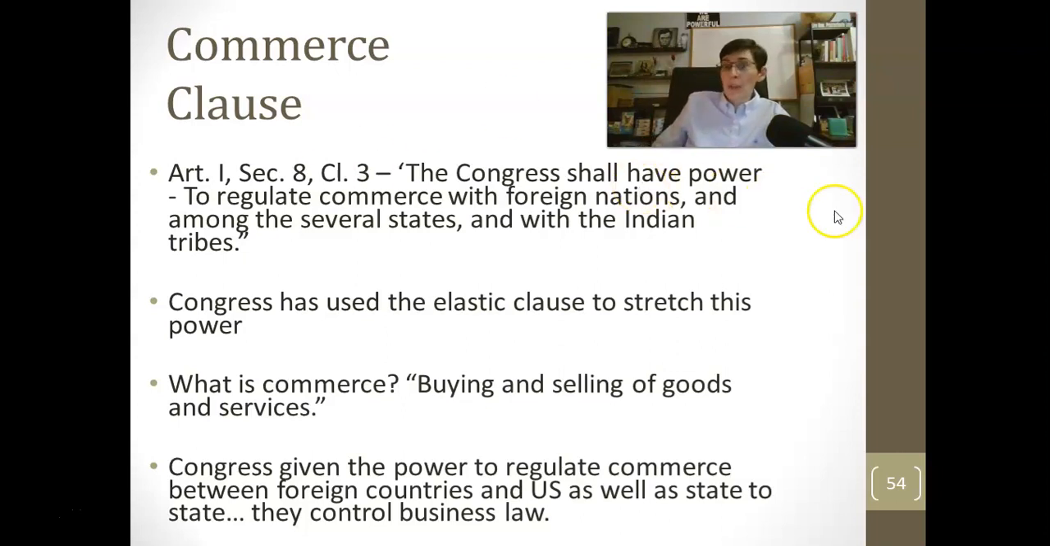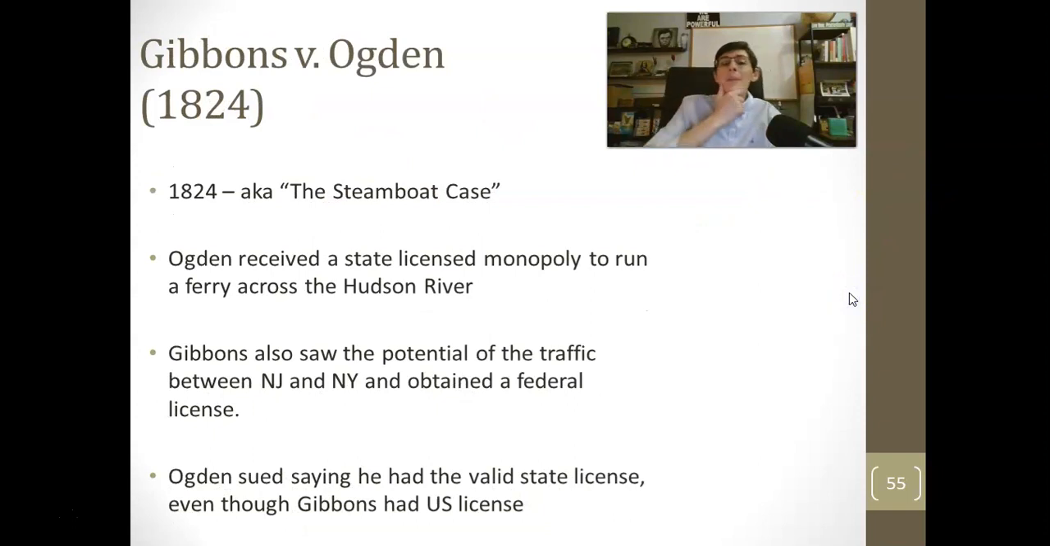Okay, not within a state, though. So Gibbons v. Ogden, 1824, its nickname is the Steamboat Case because this dude Ogden received a state-licensed monopoly. He was the only guy allowed to run a ferry across the Hudson River, which incidentally involves two states, right? New York and New Jersey. So Gibbons saw this potential of traffic between New York and New Jersey. He obtained a federal license.